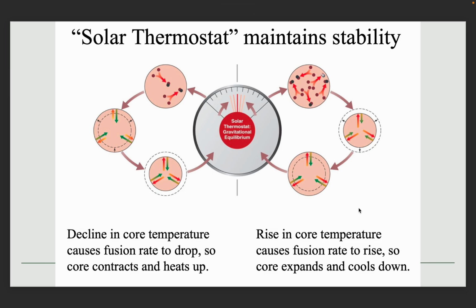So in the solar core, there is a thermostat kind of thing which maintains the stability. The core temperature declines when the fusion rate drops, so the core contracts because gravity wins, and as the core contracts, it heats up, and the core temperature then rises and the fusion reaction starts. So as the core temperature rises, the fusion rate rises, so the core expands and cools down. So the solar thermostat maintains the gravitational equilibrium.